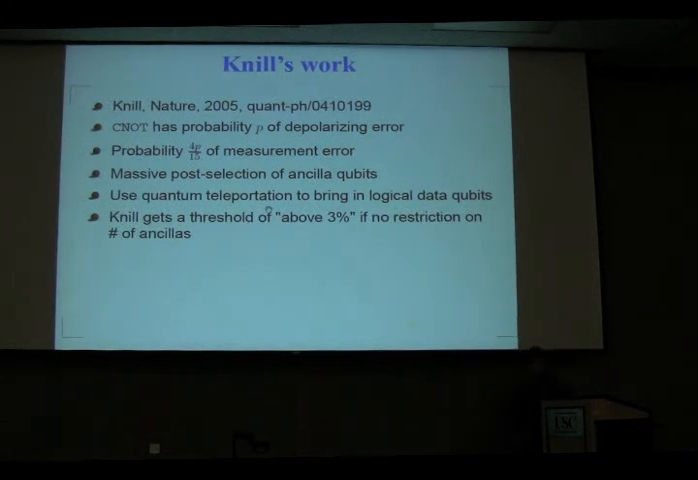Now, I've also done some stuff with fault tolerance. So Nil had this paper in Nature where he assumes that you have probability P of some sort of depolarizing noise. So, probability P over 15 of each of the non-identity Pauli errors on two qubits from two-qubit gates. And then he also assumed probability 4P over 15 of a measurement error. And what he does is he uses massive post-selection of ancilla qubits and then uses quantum teleportation to bring in some logical data qubits. And what he found is that the threshold is above 3%.